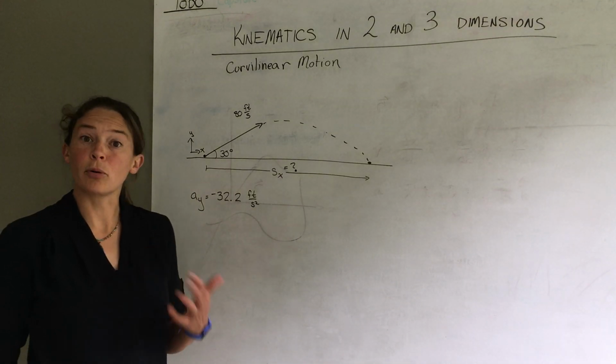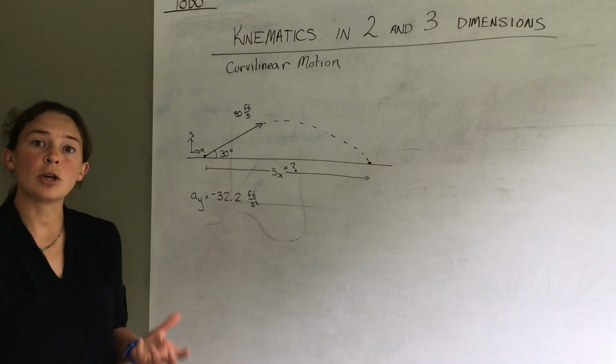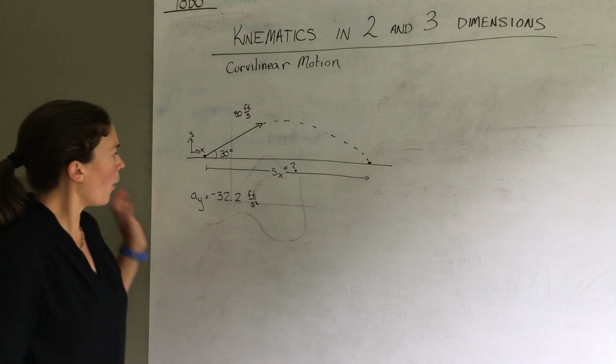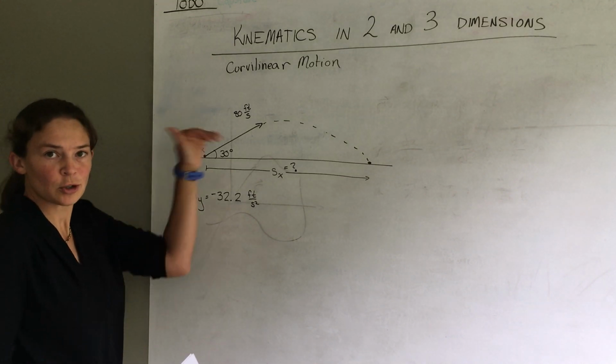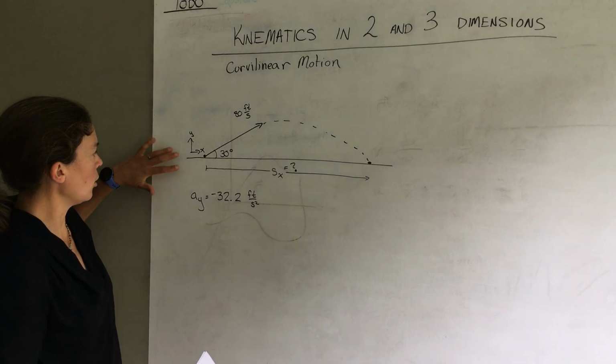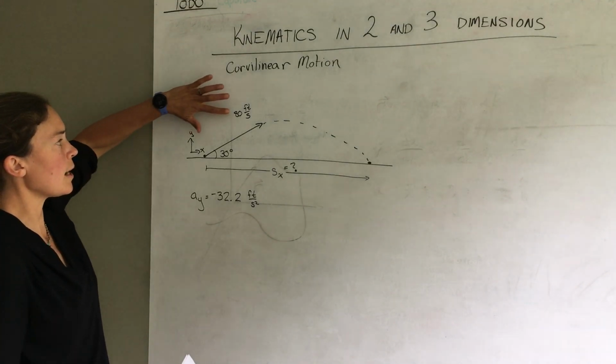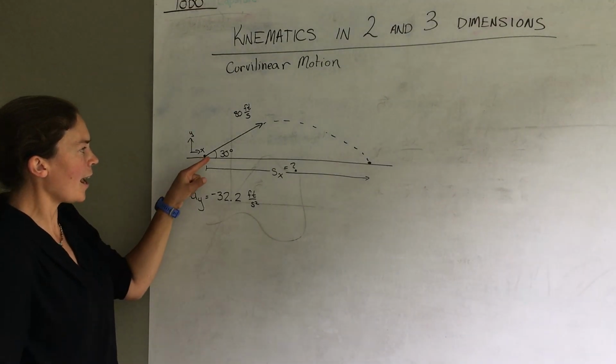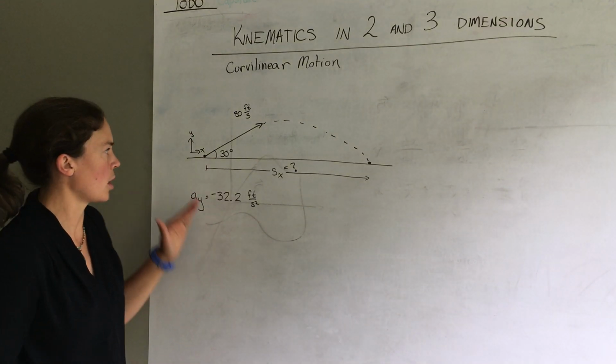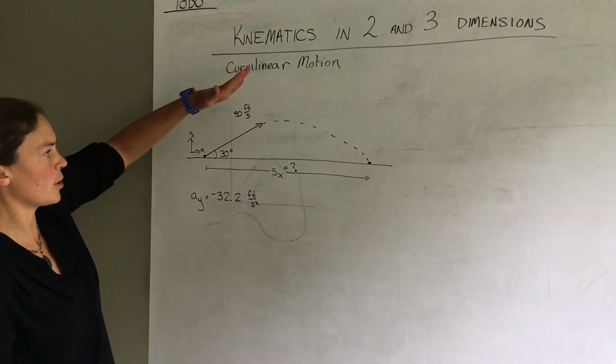So here I have a problem of how we might approach a two-dimensional kinematics problem. I have a pumpkin that is being launched in a pumpkin launching demonstration with a speed of 80 feet per second at an angle of 30 degrees from the horizontal. So it's going to take off in this direction.